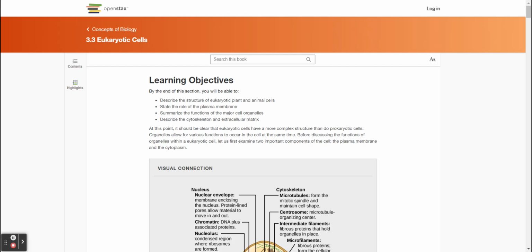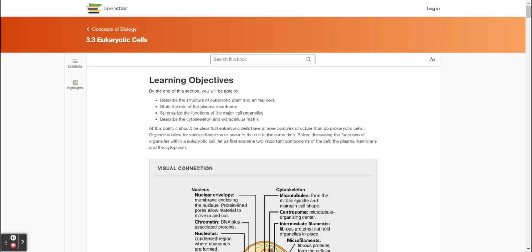Section 3.3 Eukaryotic cells. By the end of this section, you will be able to describe the structure of eukaryotic plant and animal cells, state the role of the plasma membrane, summarize the functions of the major cell organelles, and describe the cytoskeleton and extracellular matrix.